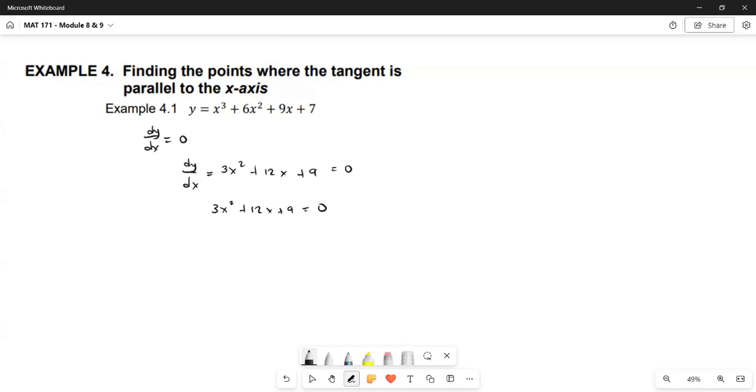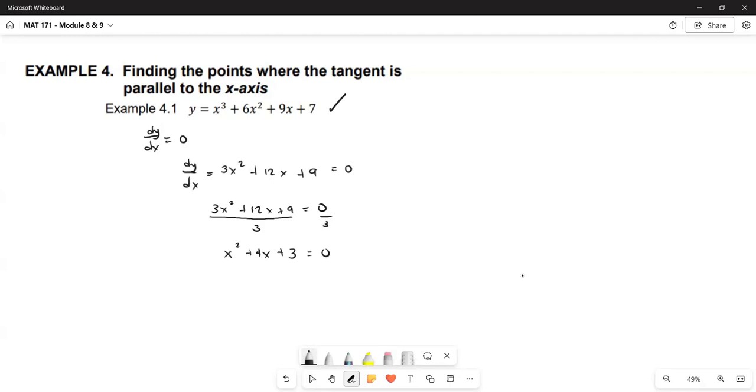So ano kaya pwede natin gawin? Pwede naman tayo mag-factorization dyan. Pero para mas mabilis, pwede tayong gumamit ng quadratic formula. Kaya po pwede naman natin divide both sides by 3. Kumbaga, kukunin lang natin yung simplified form. So magiging x squared plus 4x plus 3 equal to 0.